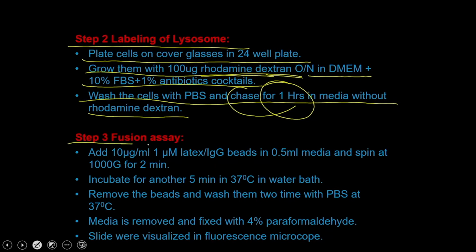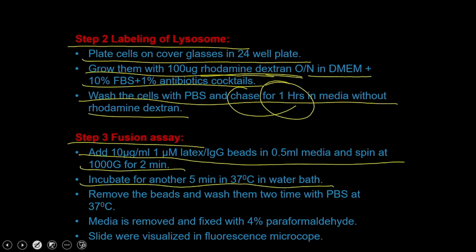Then in step 3, you are going to set up the fusion assays. You add 10 microgram per 1 ml latex in 0.5 ml media and spin at 1000 g for 2 minutes. Then you incubate for another 5 minutes in a water bath. This incubation of 5 minutes in the water bath is going to induce the phagocytosis of these beads.